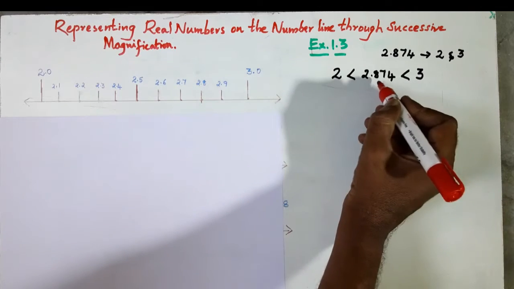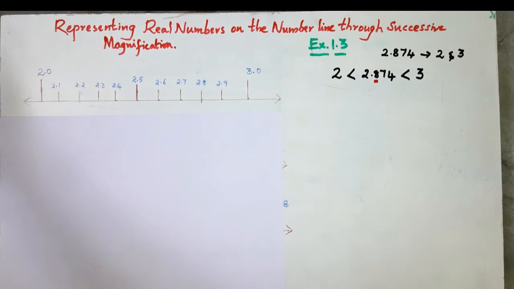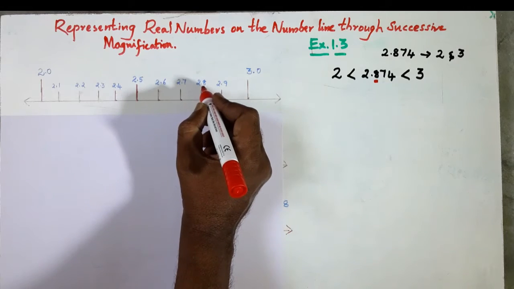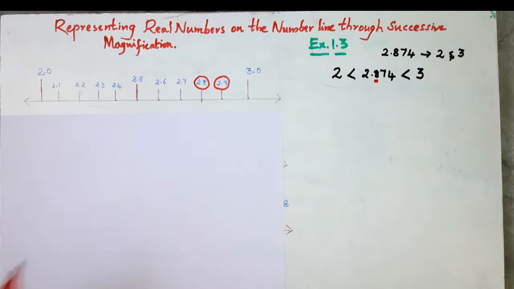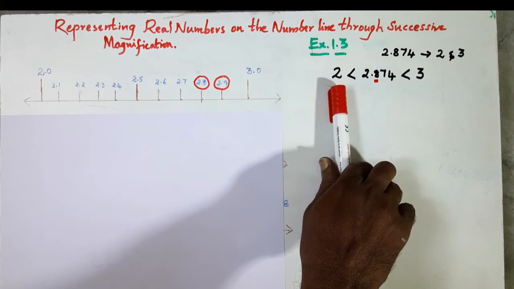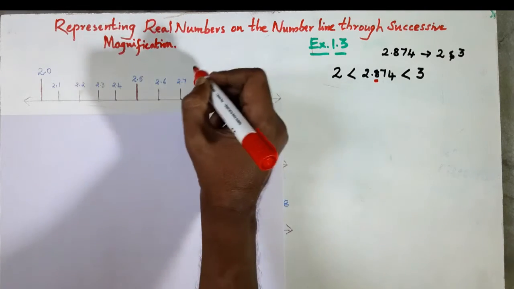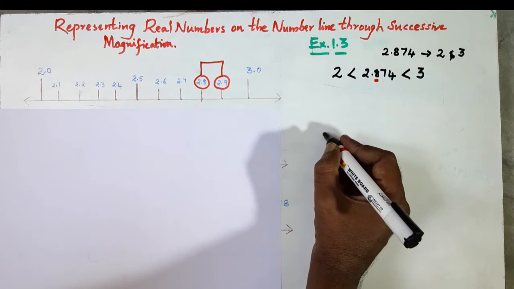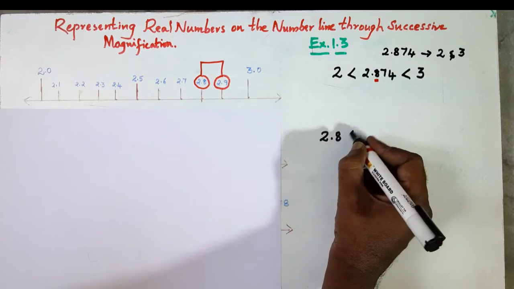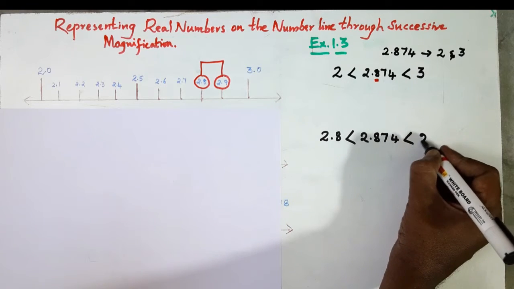What is the first decimal place value here? It is 8. So 2.8 is the first decimal, and the next one is 2.9. After the integral part, we have moved to the first decimal. So 2.874 still lies between 2.8 and 2.9. So we can write that 2.874 lies between 2.8 and 2.9.